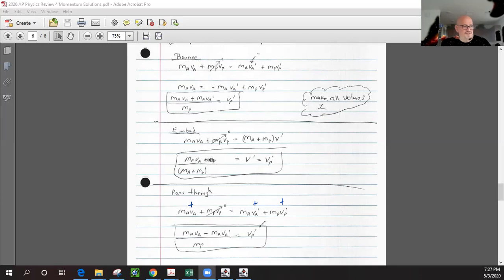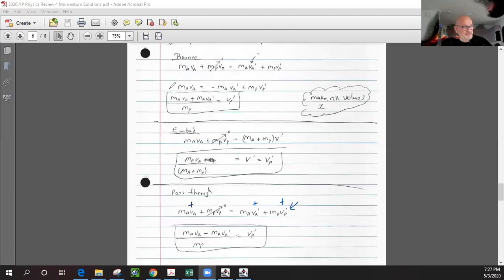When I solve for the velocity of the pumpkin, what happens here? MAVA minus. See how this is minus, and this up here is positive. Hey, Eddie, you okay, man? Okay, positive, and here's MP.